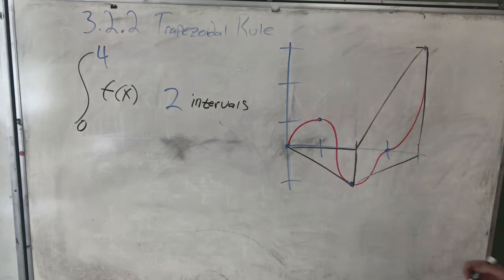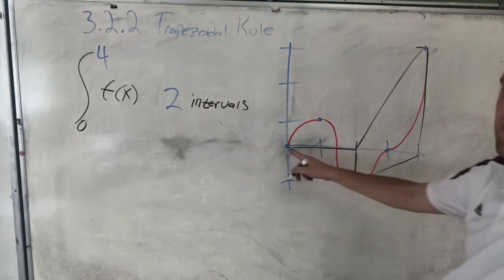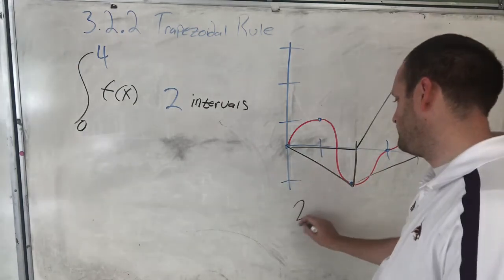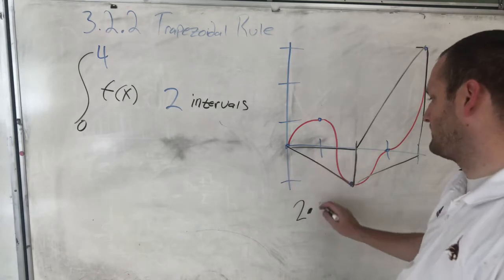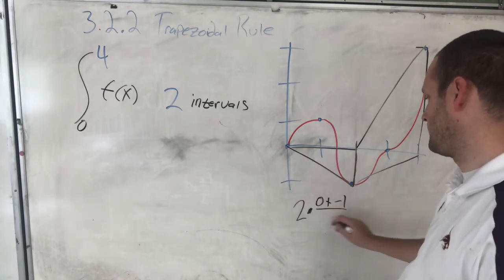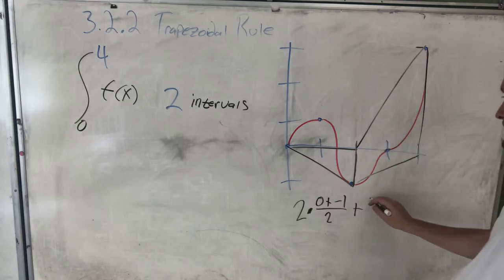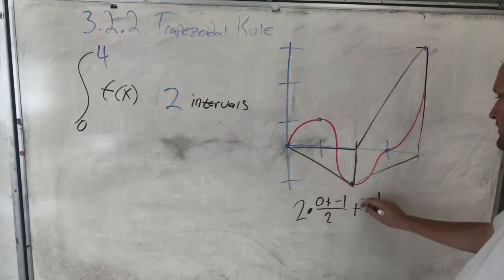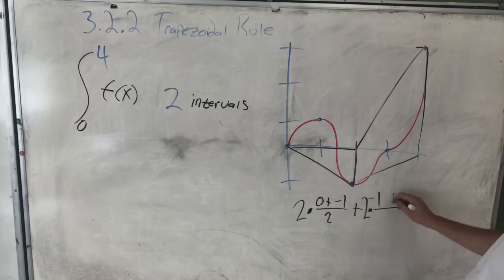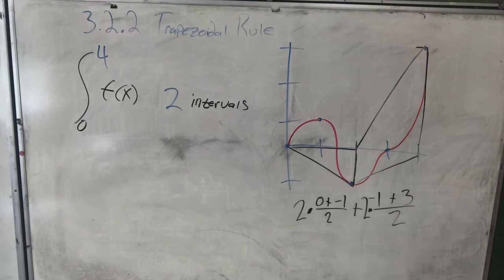I'm trying to figure out the area under the curves. So what I do here on this first part is I look at the base, which is 2, times my two heights. My heights are 0 and -1, divided by 2. Plus my next trapezoid, I've got a height of 2 times -1 plus 3 over 2.